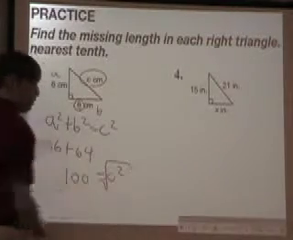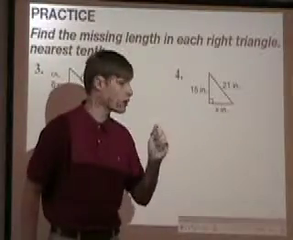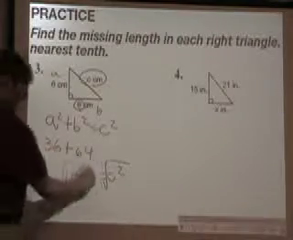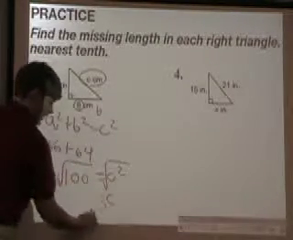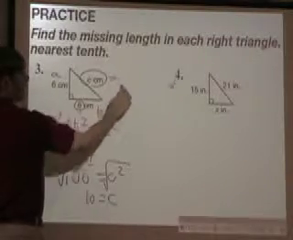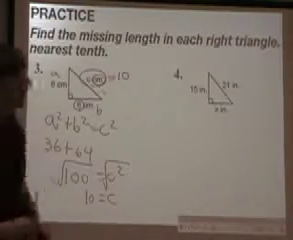Take the square root of both sides, because the opposite of squared is square root, right? So you've got to do the opposite. So now C equals what? 10. So what do we know this side equals? 10 what? Centimeters. Okay?